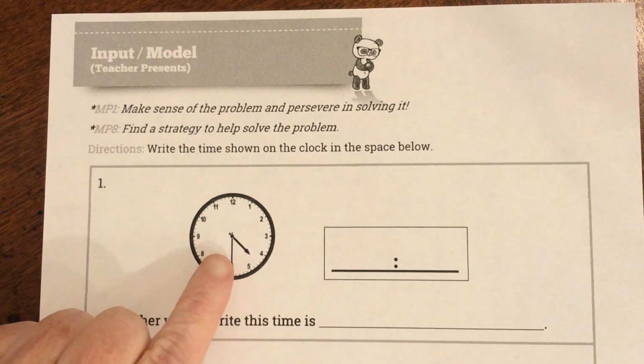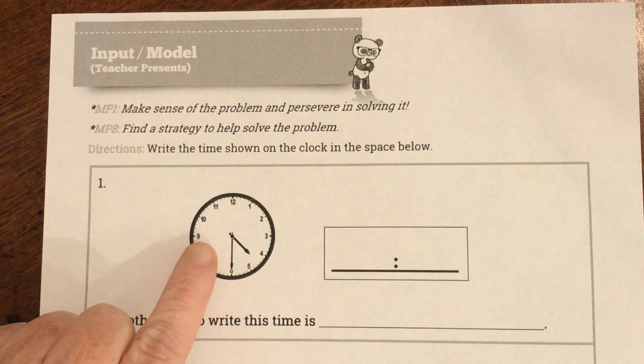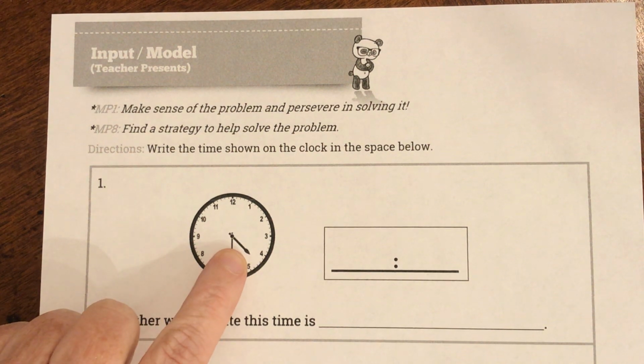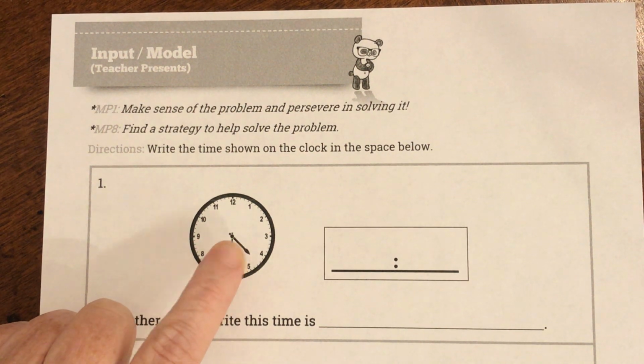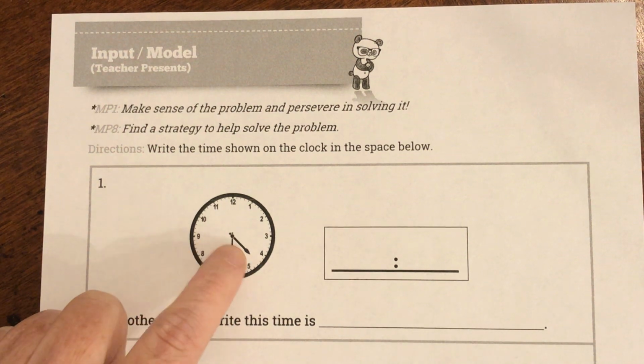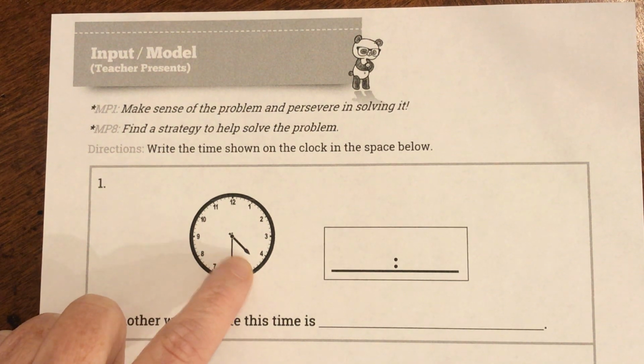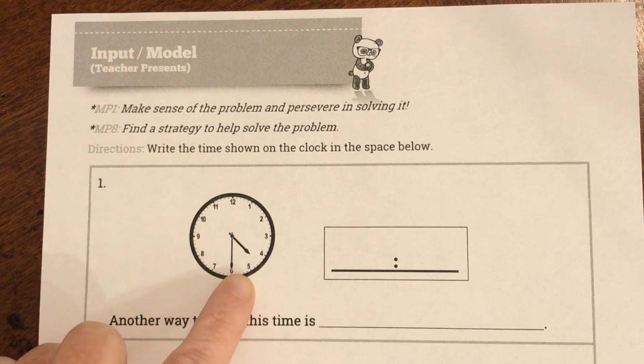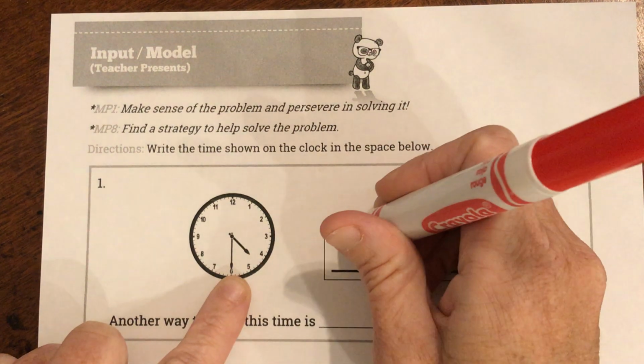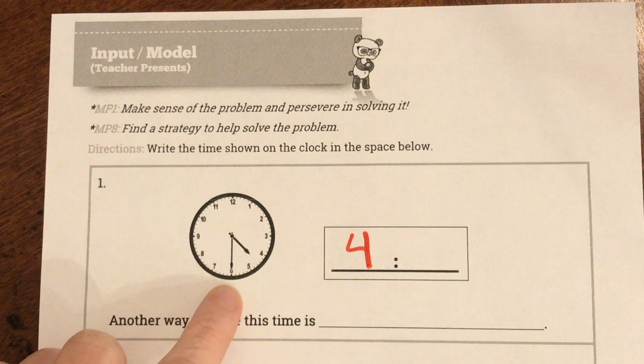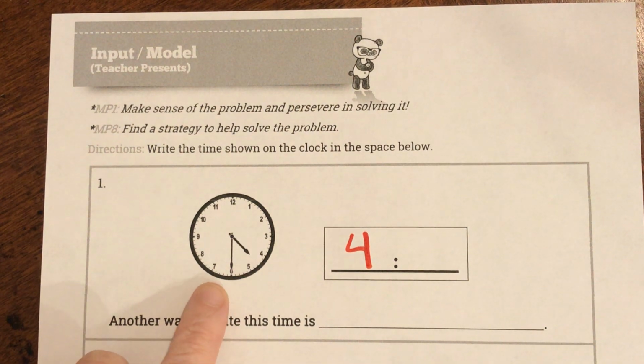Okay, ready? So what do I see? I see a short hour hand, because I always start with my hour hand first. So I see a short hour hand, and it's past the 4, but it didn't hit the 5 yet. So my hour is 4, and my minute hand is right here.